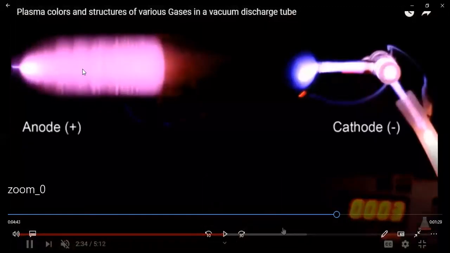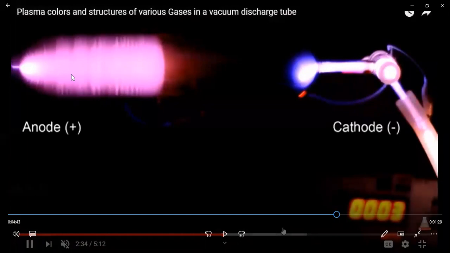So this is actually the plasma. The color indicates that the plasma has occurred. Different gases have different plasma colors.